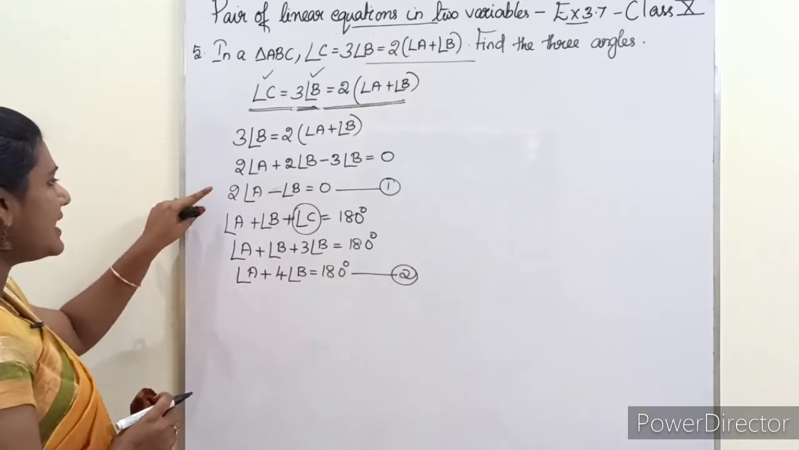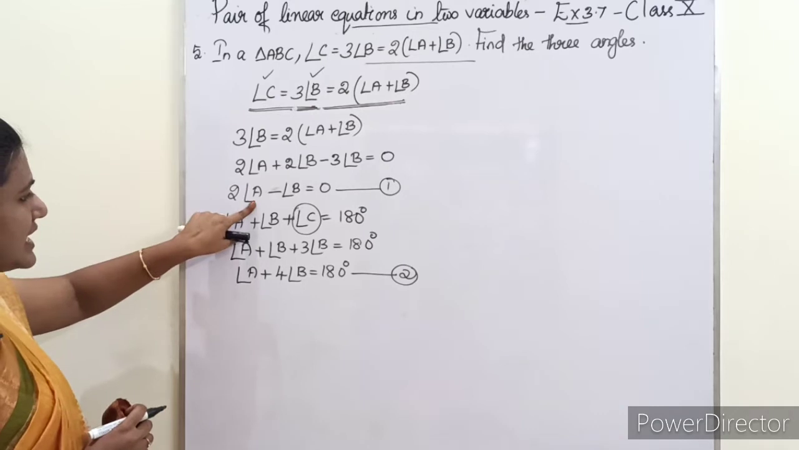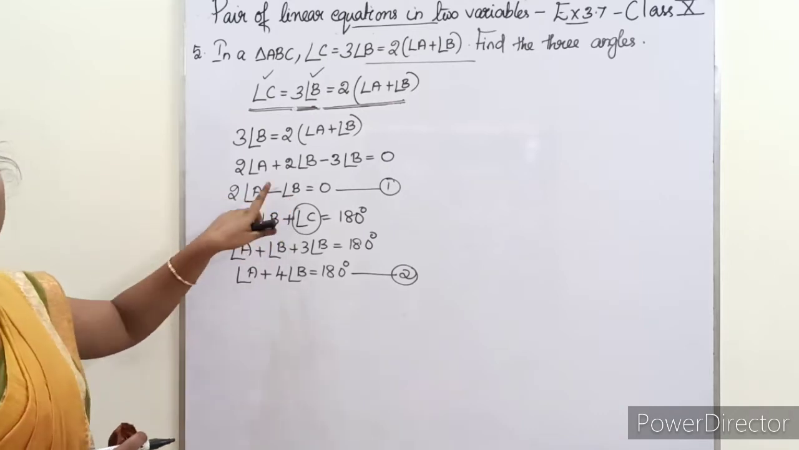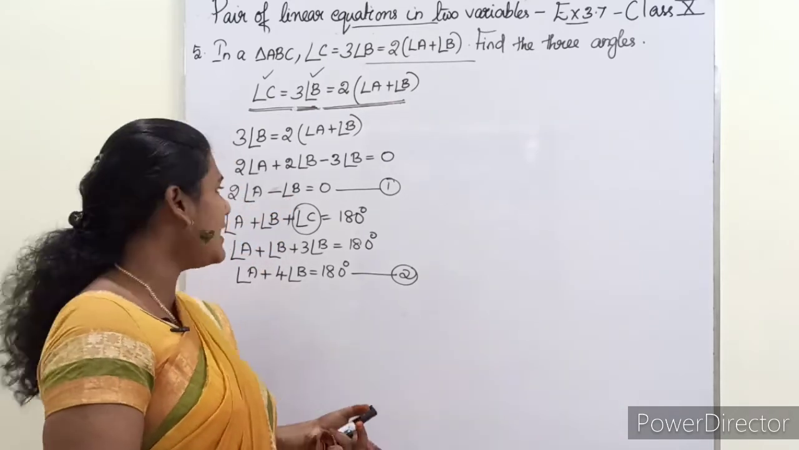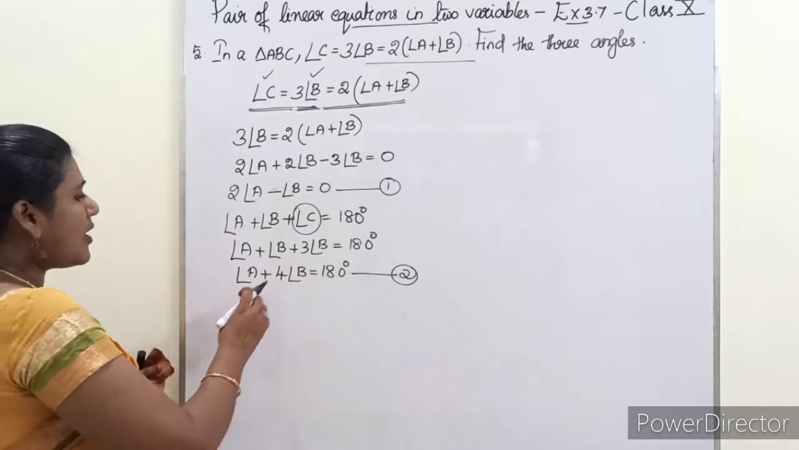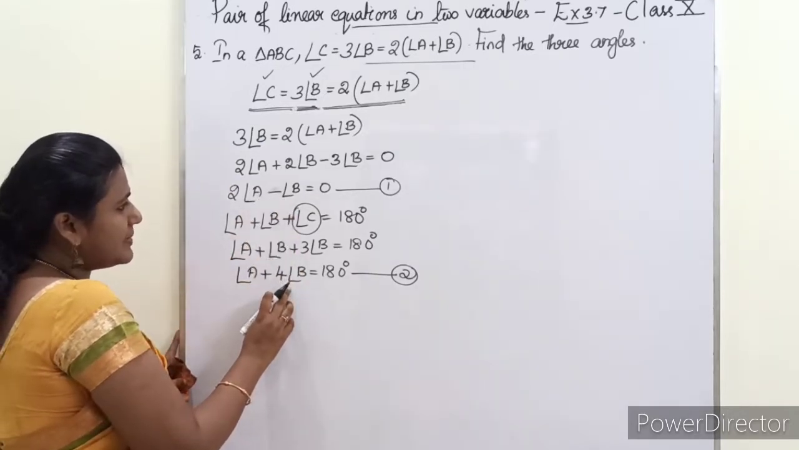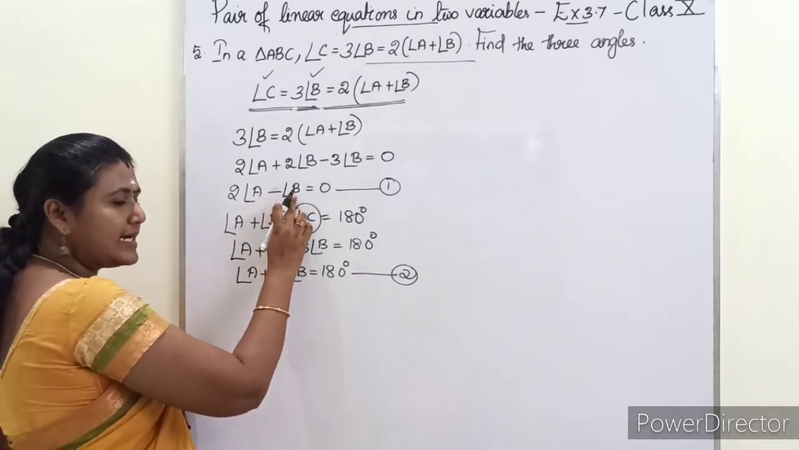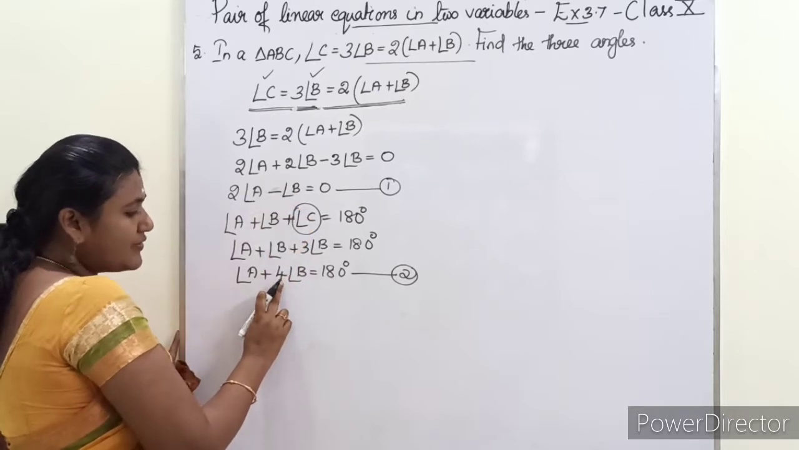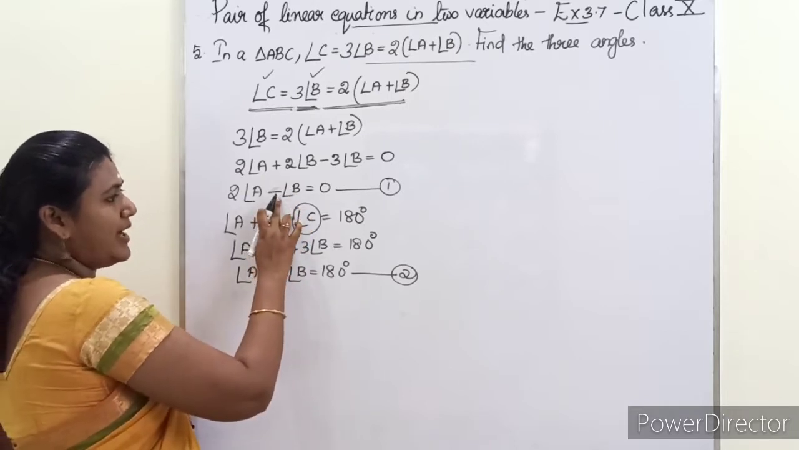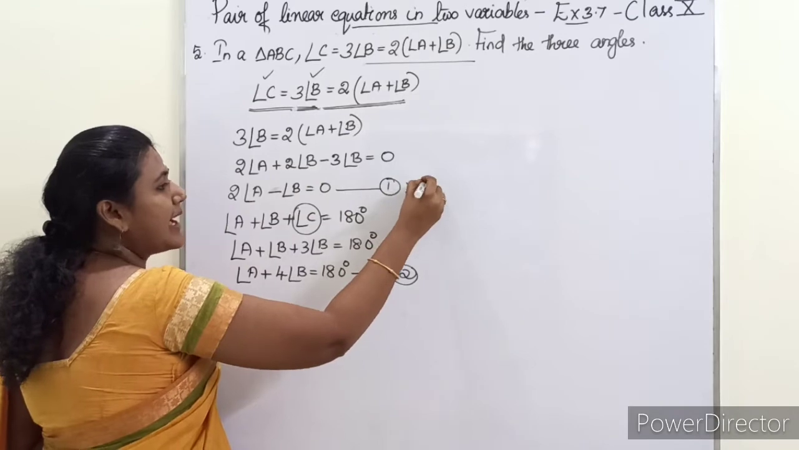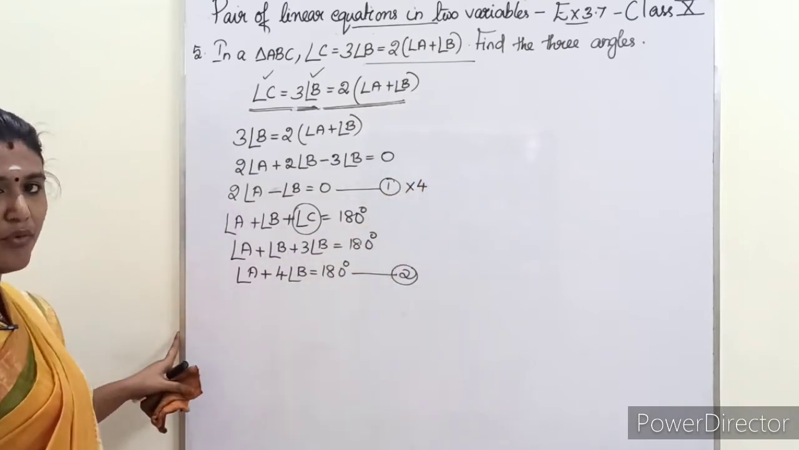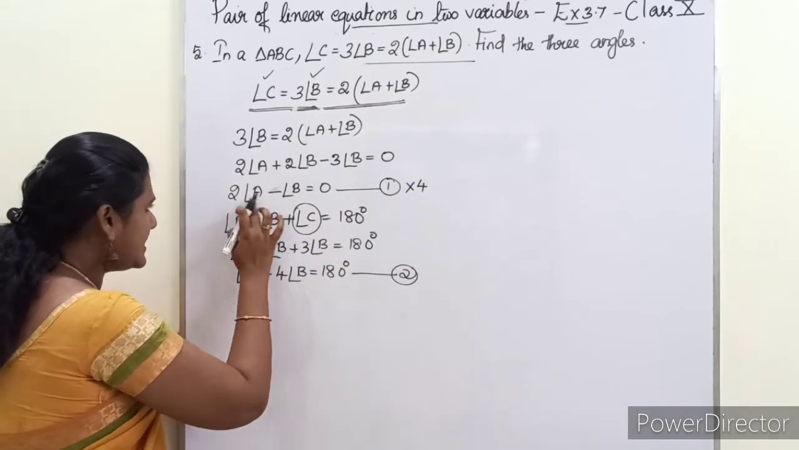So now you see here we got two equations in angle A and B. So we can solve this using the elimination method. So if you want to solve this using the elimination method, I want to eliminate angle B. So here the coefficient is 4 and here it is 1. So I am going to multiply the first equation by 4. Okay, so 8 angle A.